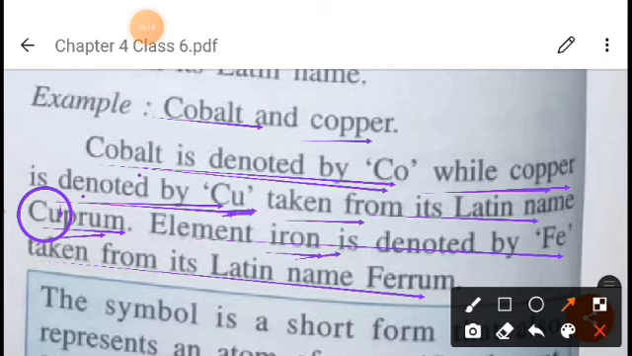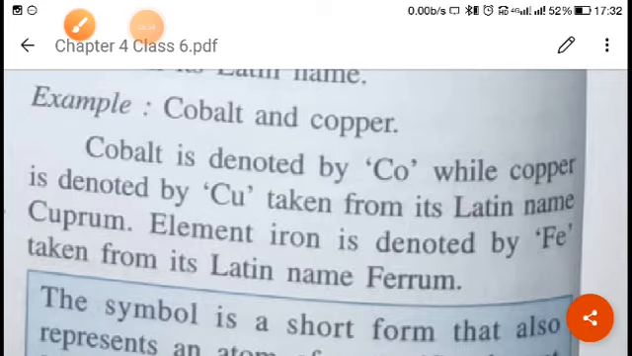So iron, we are not using Ir, we are just using iron. The Latin name of iron is ferrum. So we are taking this symbol from ferrum, which is Fe, right? So I hope you have got some idea.